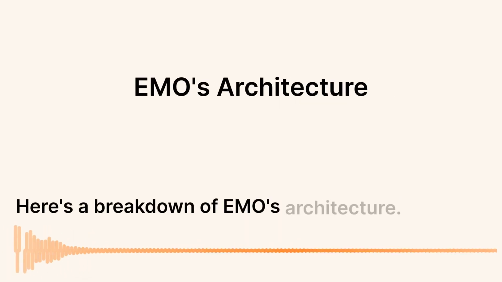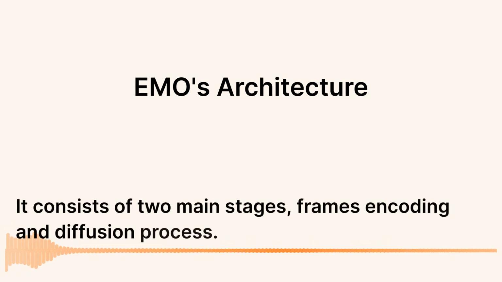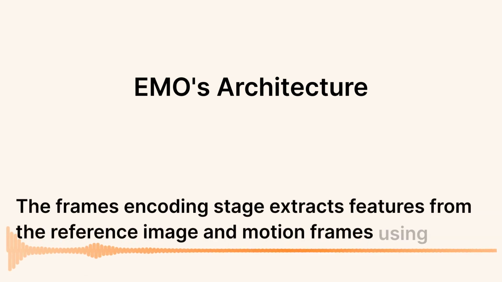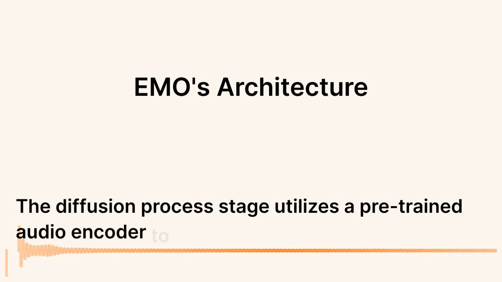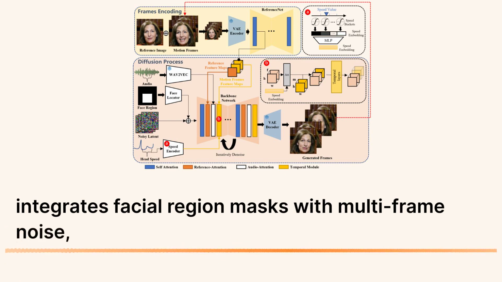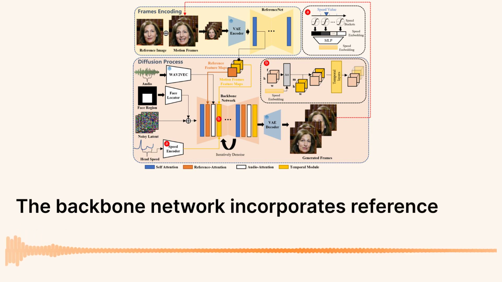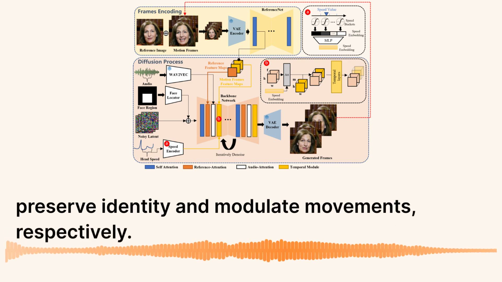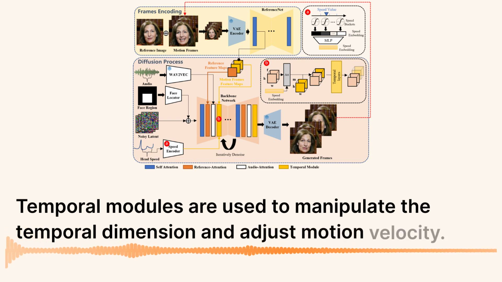Here's a breakdown of EMO's architecture. It consists of two main stages: frames encoding and diffusion process. The frames encoding stage extracts features from the reference image and motion frames using ReferenceNet. The diffusion process stage utilizes a pre-trained audio encoder to process audio embedding, integrates facial region masks with multi-frame noise, and employs the backbone network for denoising. The backbone network incorporates reference attention and audio attention mechanisms to preserve identity and modulate movements, respectively. Temporal modules are used to manipulate the temporal dimension and adjust motion velocity.